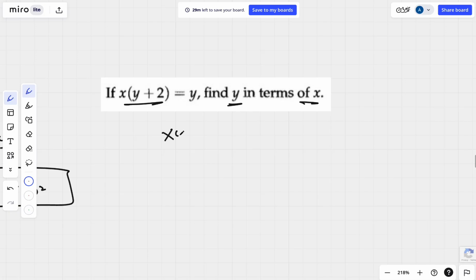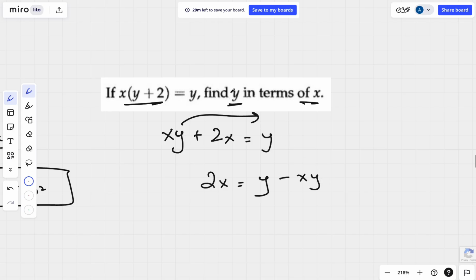We get xy plus 2x is equal to y. We'll bring the y's on the same side. So let's take xy on the right side: 2x is equal to y minus xy. If it says y, we need to bring all the y's on one side.